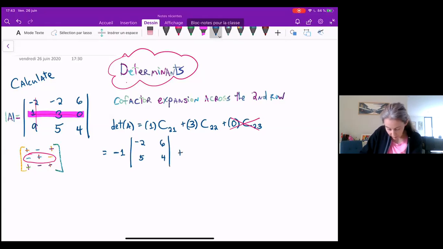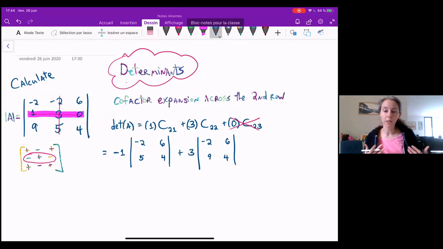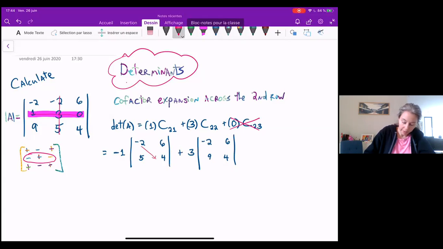Then we're in a plus place. So this is plus 3 times what happens now when instead of getting rid of the first column, I get rid of the second column. So I'm going to move that line right there. And we have negative 2, 6, 9, 4. So by doing cofactor expansion, we've reduced this. So now instead of having one 3 by 3, I've got two 2 by 2 cofactors to calculate. So we know how to do 2 by 2. We just multiply the diagonals and then subtract.